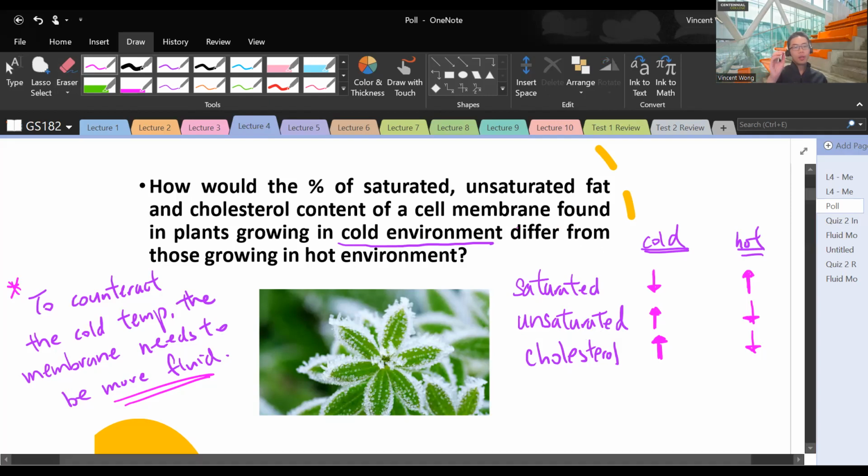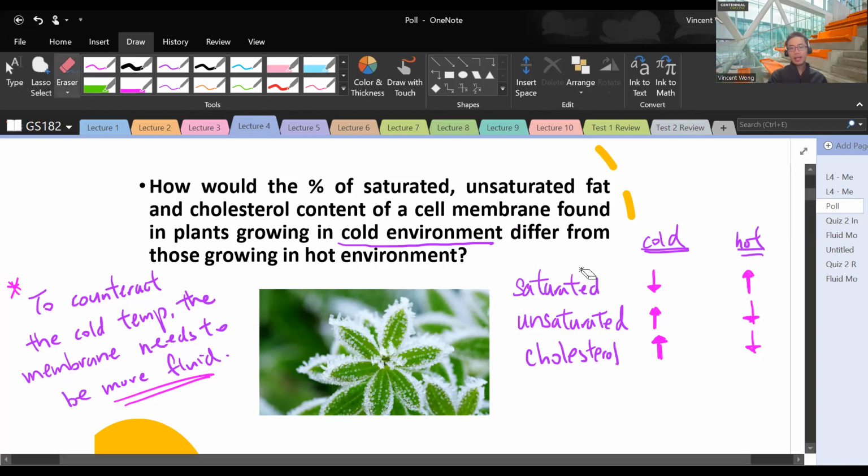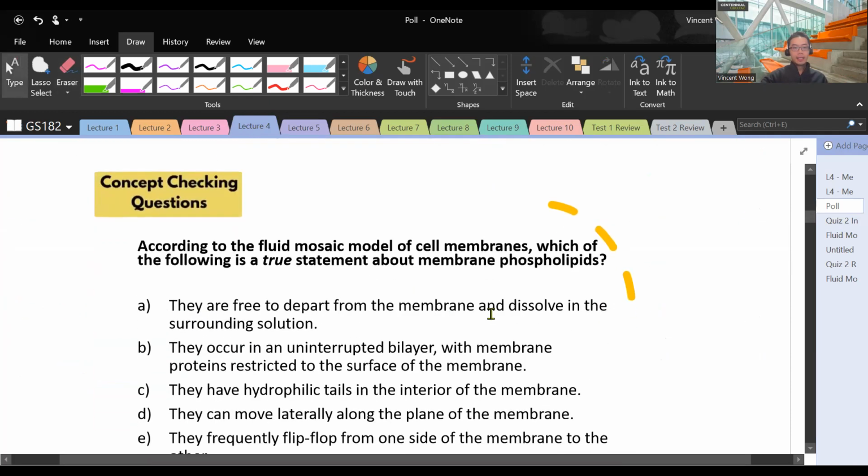Yeah. So if you want the membrane to be more fluid in general at a colder temperature, you don't want it to freeze up as easily, you actually want less saturated fat, right? Okay. Yeah. So that, you know, when you put it in the fridge, so to speak, it's not gonna freeze up, right? You know what I mean? And that's why you need less of it, and then you will want more unsaturated and cholesterol. Okay. Okay, I get it now. Thank you. Good.